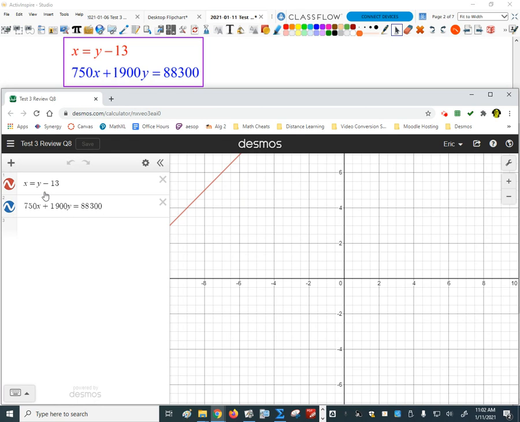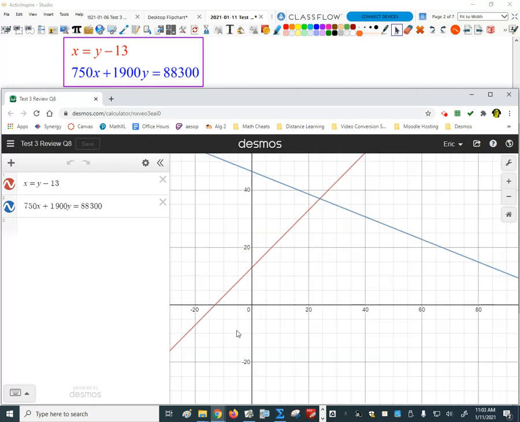So there's my system, right? There's the red equation. There's the blue equation. In Desmos, I do not have to put these in slope-intercept form. I can just type them in any form I want. All I have to do here is zoom out until I can see the intersection. And where is the solution, Mr. Weller? Where is the solution going to be on the graph? Where do I find the solution of this system?